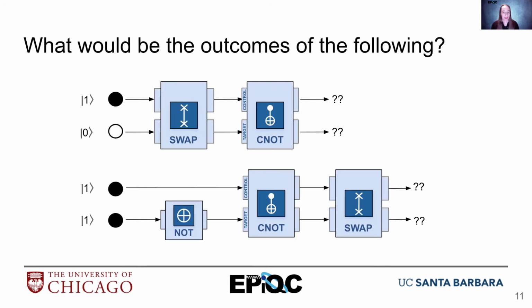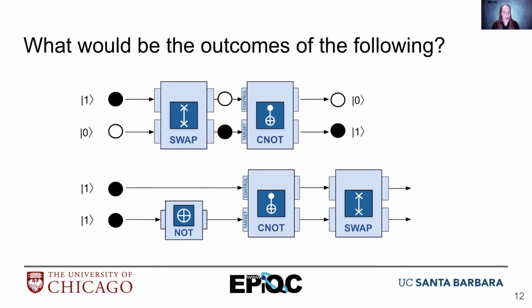All right, so let's try a few. Okay, let's go through them. So first we swap the black and the white. So now the top ball is white and the bottom ball is black. And then we apply the CNOT. And the CNOT control is white, which means the outcome will not change.